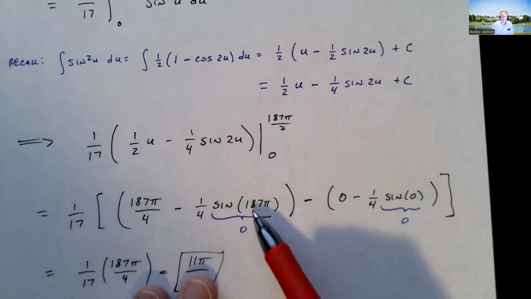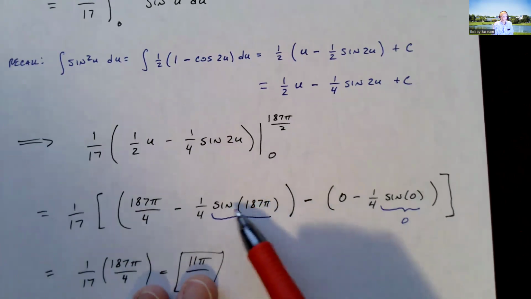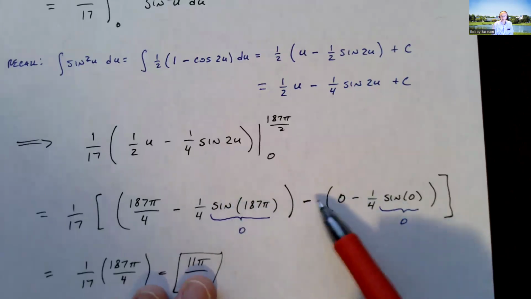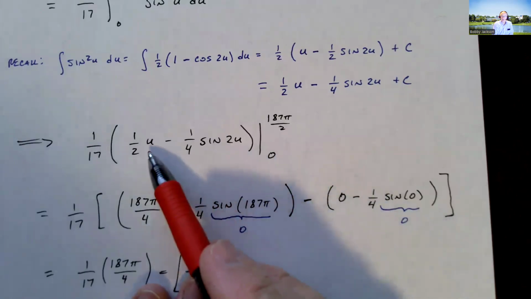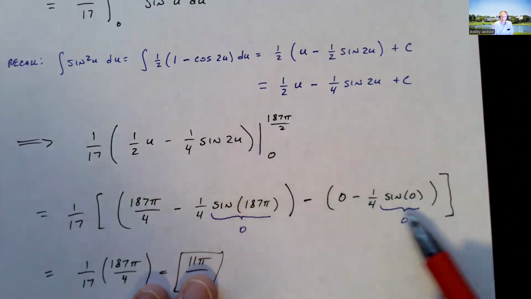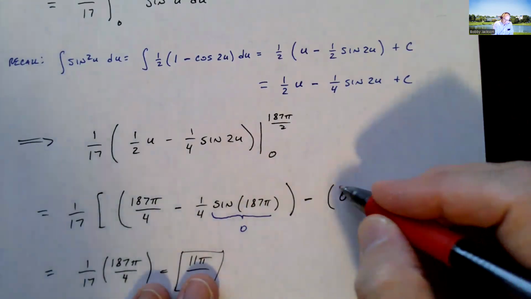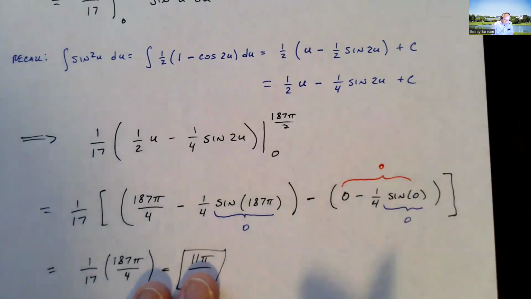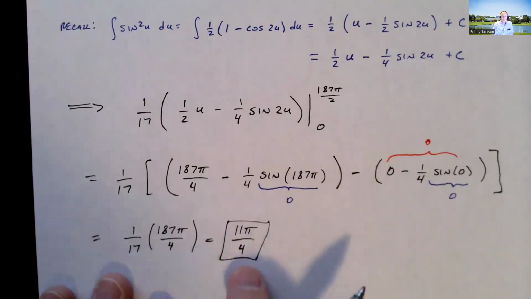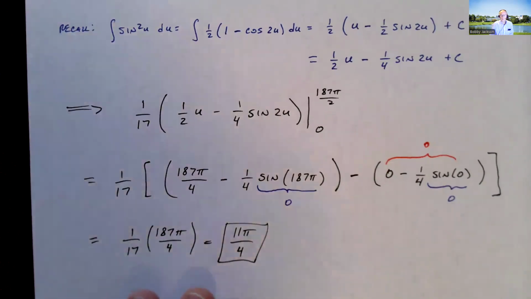Notice that sine of any multiple of pi, sine of pi, 2 pi, 3 pi, 4 pi, and so on, is always 0. So this will be 0. And then minus, evaluate this whole thing at 0. Of course, if I plug in 0 there, I get 0. And sine of 0 is also 0. So this whole thing will be indeed 0. And so the only thing I'm left with is this. I get 1/17 times that, which is 11 pi over 4. And that is the exact value of our definite integral. Hope this is helpful.